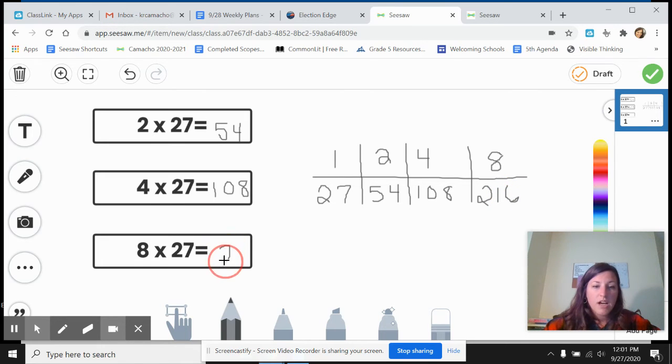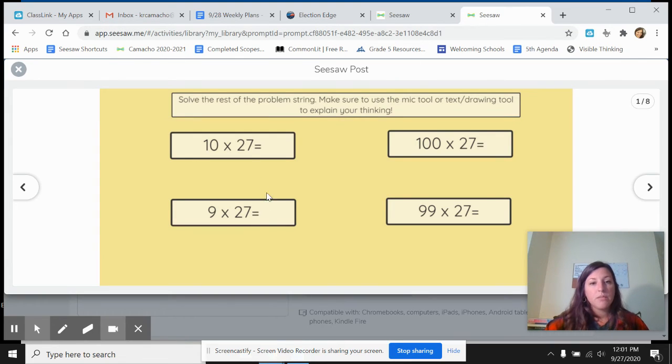Now again, there's a lot of ways that you could have solved these problems, but I just thought a ratio table would be pretty helpful, seeing that they were doubling and they were all 27. You are going to go in and complete the problem string, and you'll notice that I'm continuing on with groups of 27. So think about how you could do that.